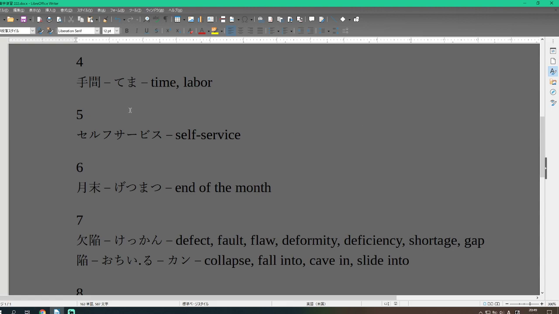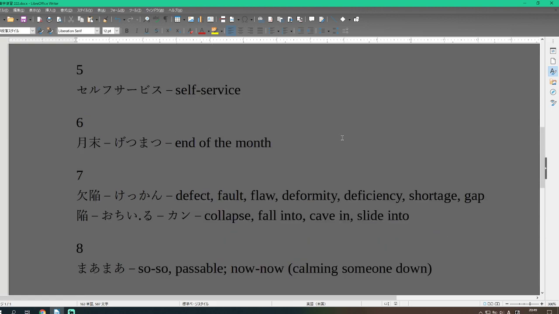Number four is tema, time or labor. Te on the left side is literally a hand, and ma on the right side is time. So putting your hand into some work usually is time or labor. Tema. Tema is time or labor. Number five is an easy one.